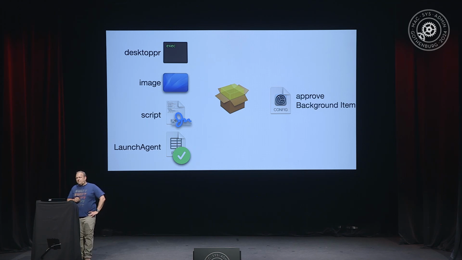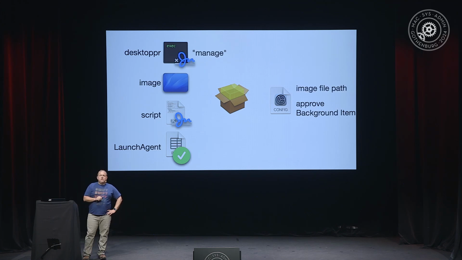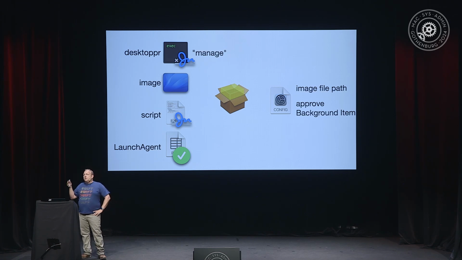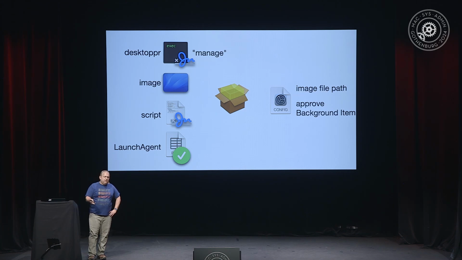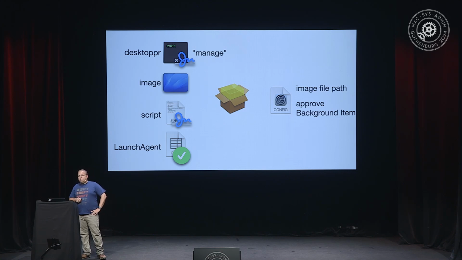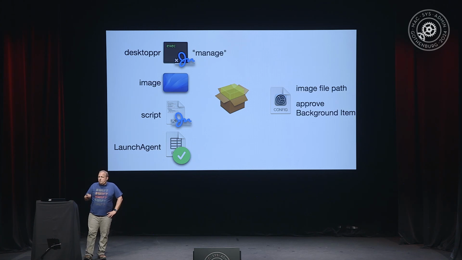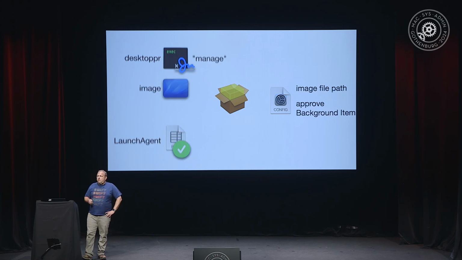The first thing that I did is I looked at the script and I said, I can put the functionality of that script into Desktopper, but I need to find a way to get which image you want to set into Desktopper. And when I'm managing through a management system, I can't use command line arguments. So I put it in a custom payload in the configuration profile. We already need a configuration profile for the launch agent. Might as well add a custom payload for the image file path. Because Desktopper is already signed, signing binaries, really easy, I can do away with the script.